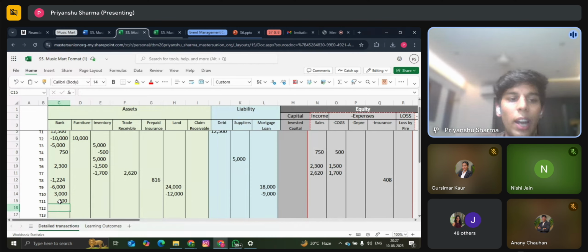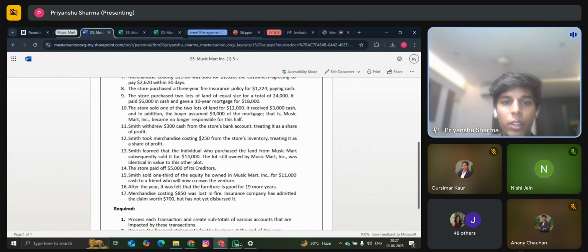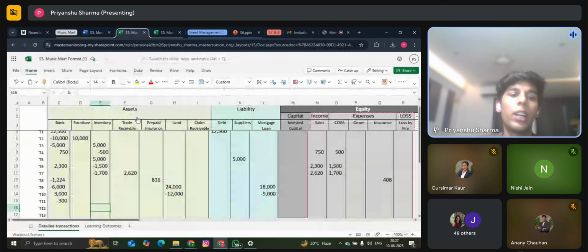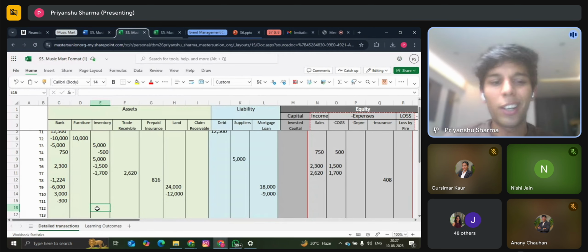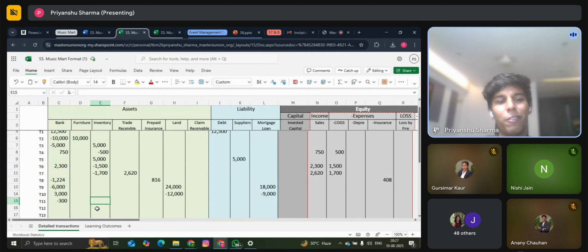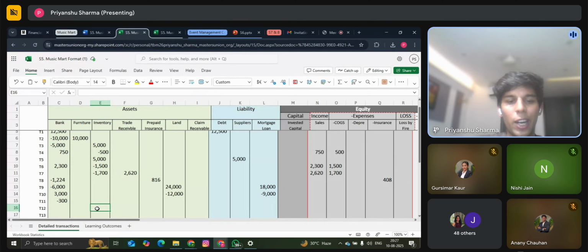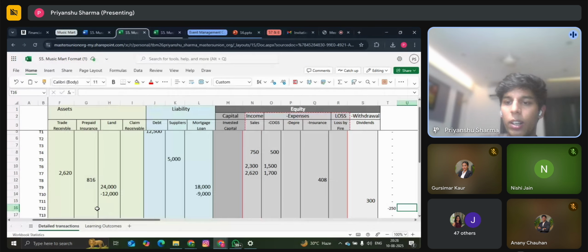Here, the founder has taken the drawings, but he has taken it from the inventory side. It is clearly mentioned here that $250 was taken from the store's inventory. So he must have liked the product he was selling and just took $250 worth of goods. So we'll take $250 out of our inventory, and in the drawings we'll again put down 250 as it has been taken out by the founder.